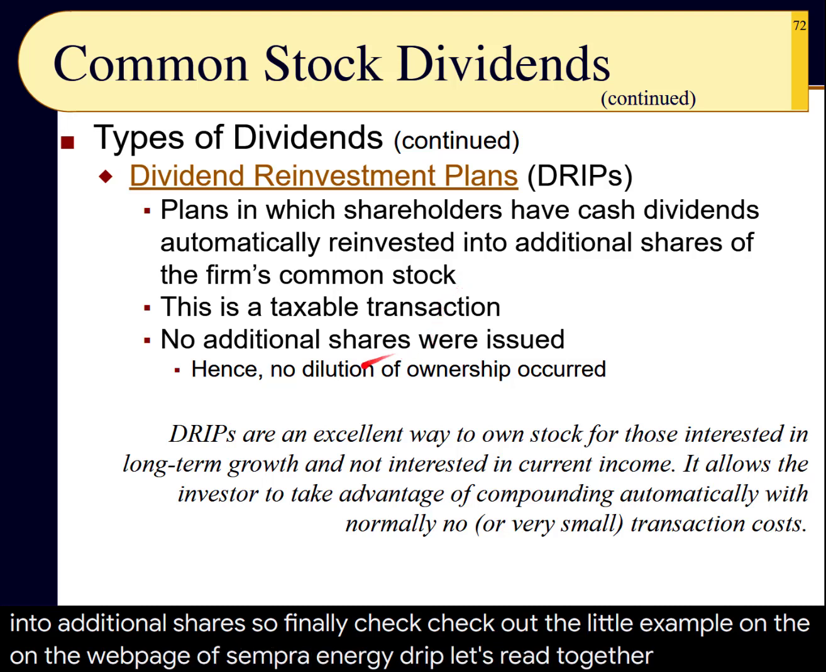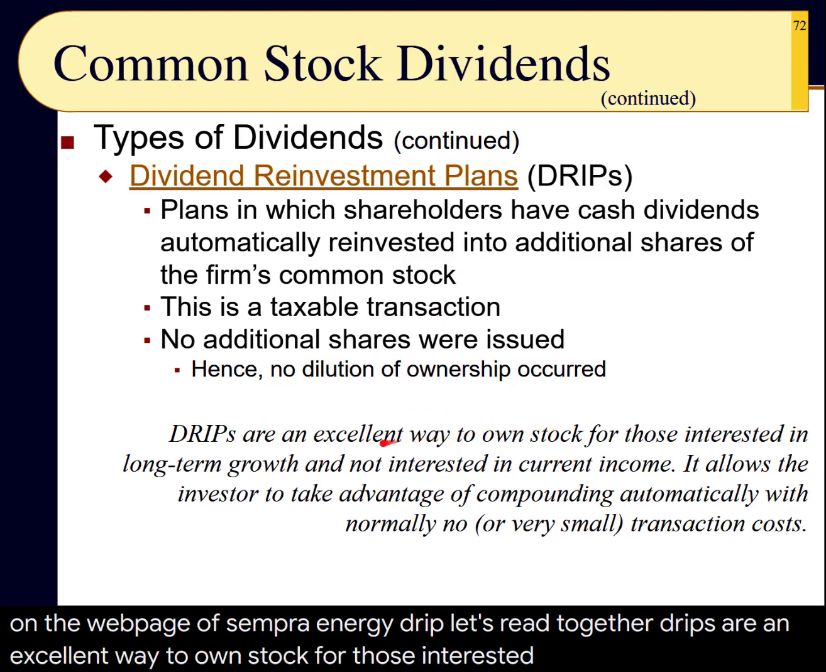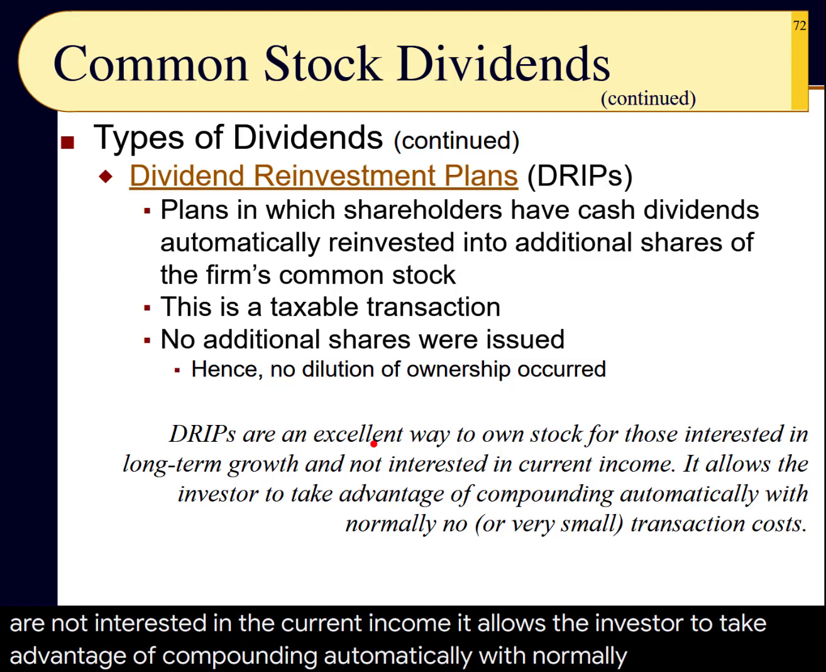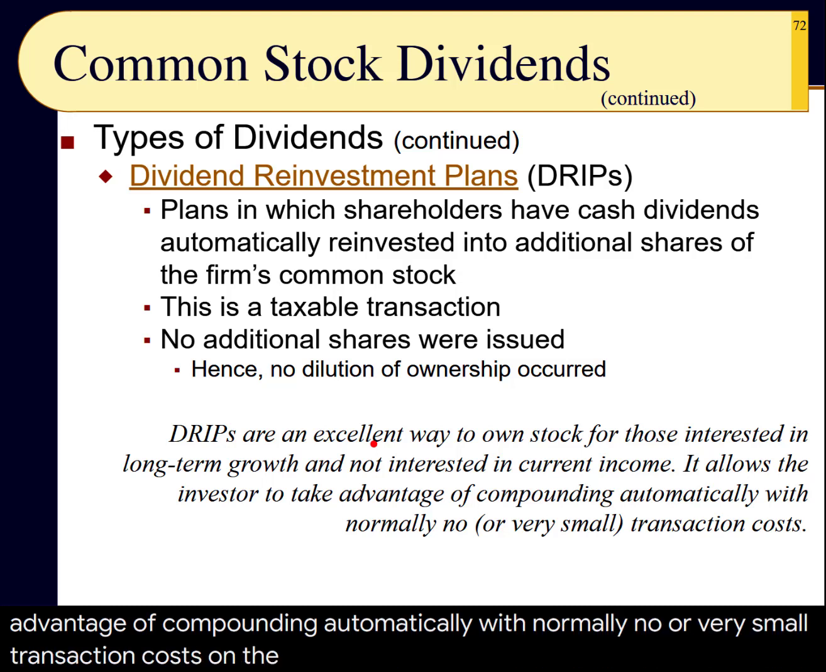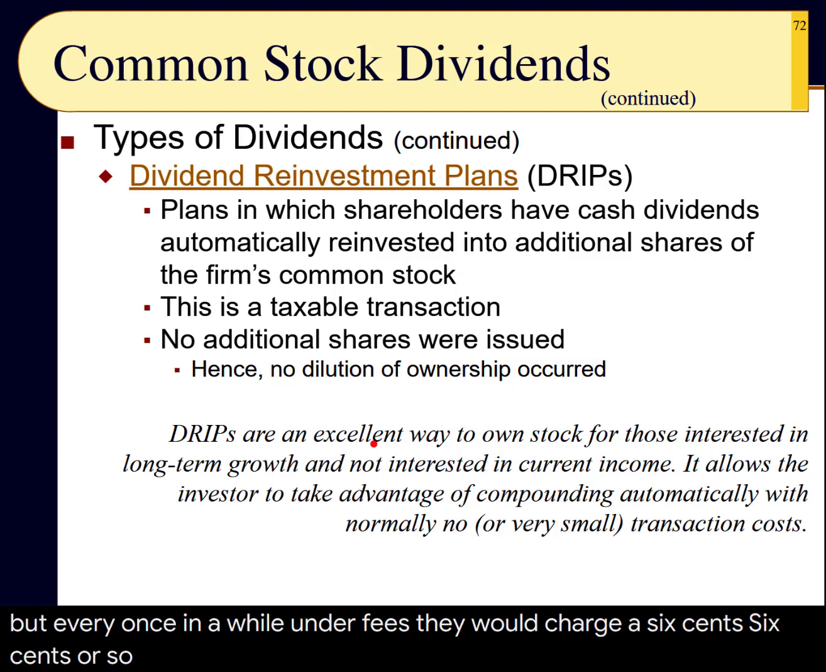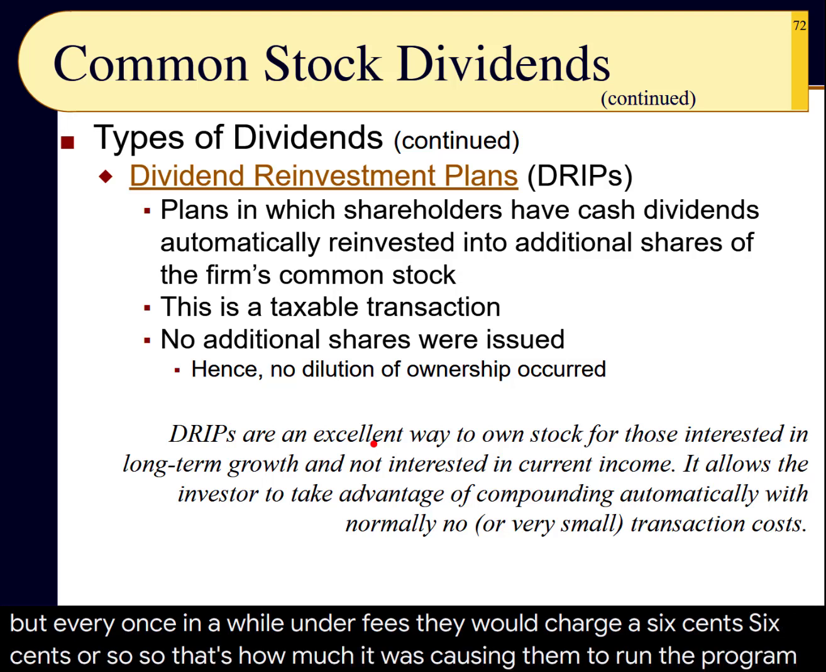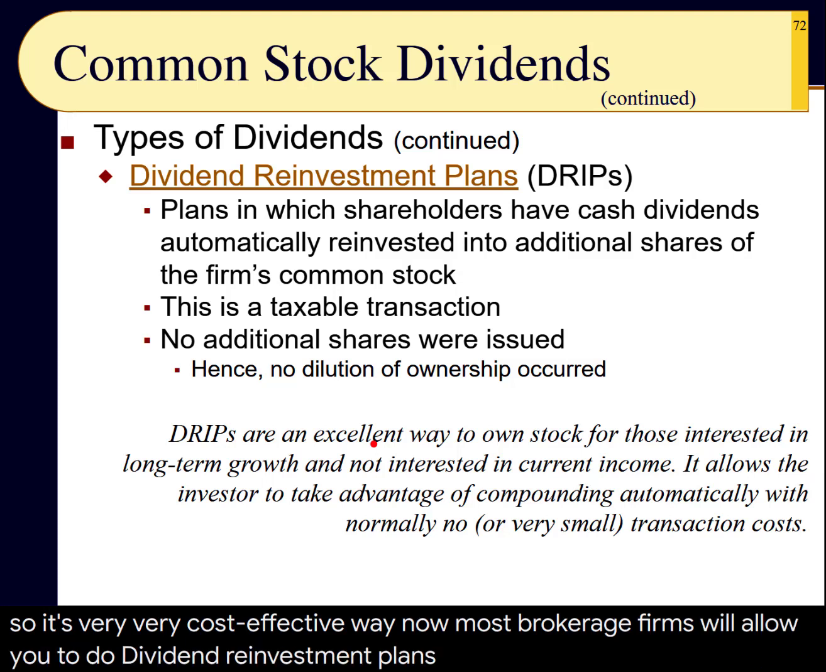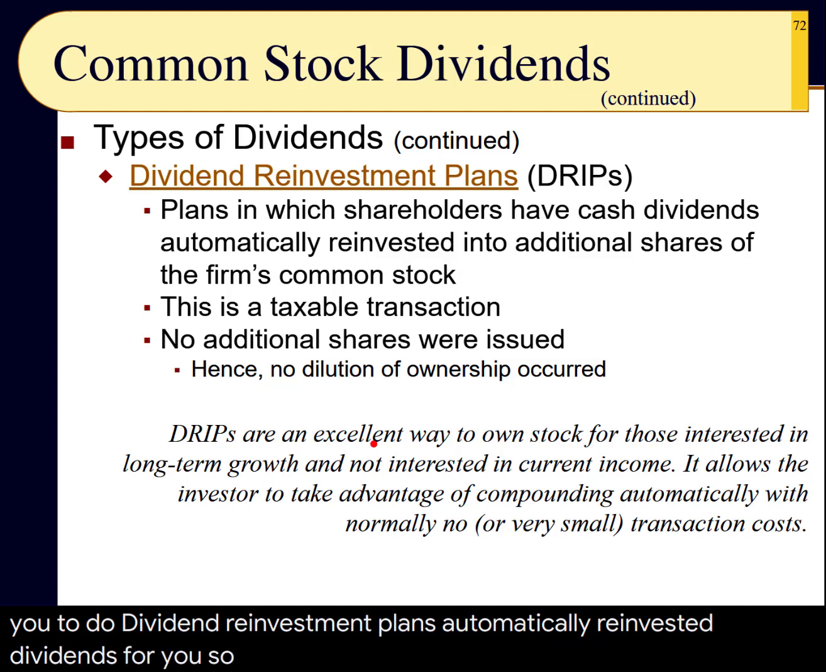Let's read together. DRIPs are an excellent way to own stock for those interested in long-term growth and are not interested in the current income. It allows the investor to take advantage of compounding automatically with normally no or very small transaction costs. On the example, it doesn't show any transaction costs, but every once in a while, under fees, they would charge us 6 cents or so. So that's how much it was costing them to run the program. So it's a very, very cost-effective way. Now, most brokerage firms will allow you to do dividend reinvestment plans, automatically reinvest your dividends for you. So very cool. Remember, DRIPs, dividend reinvestment plans.